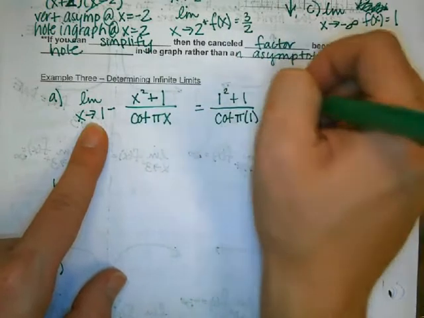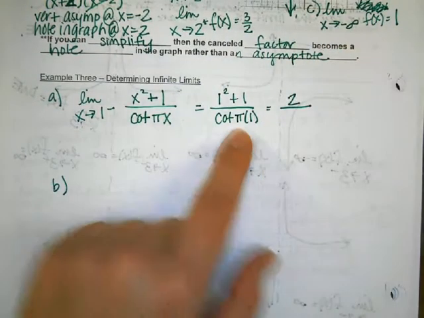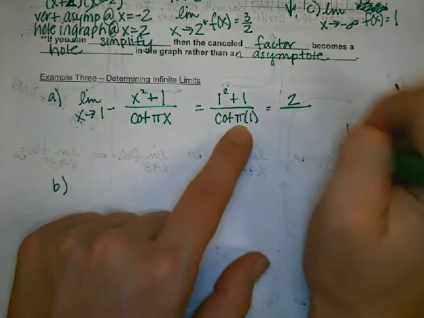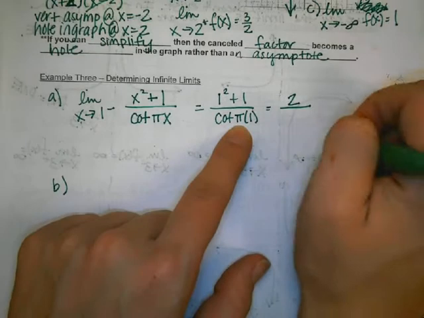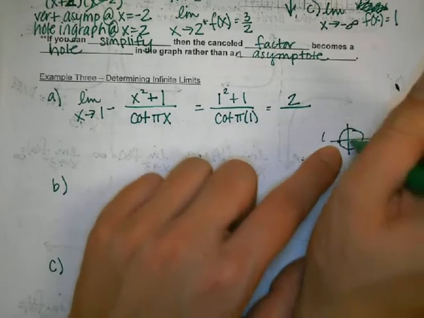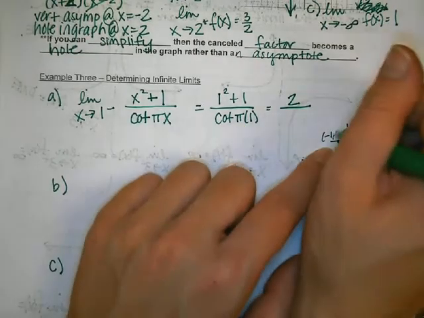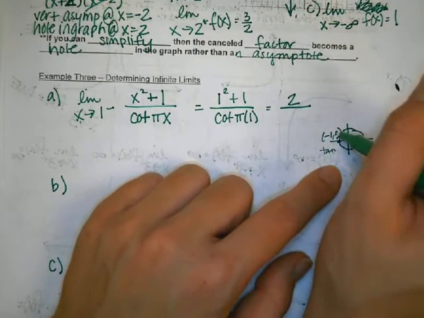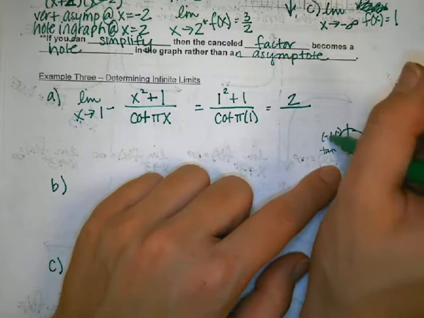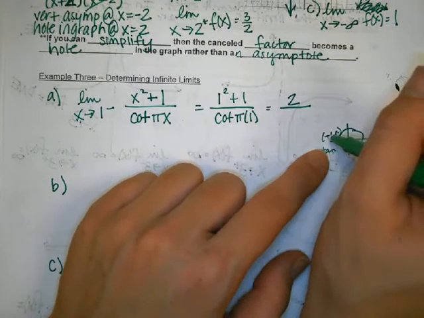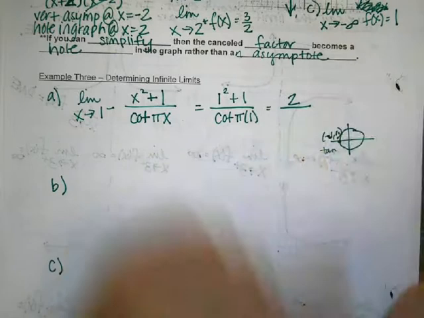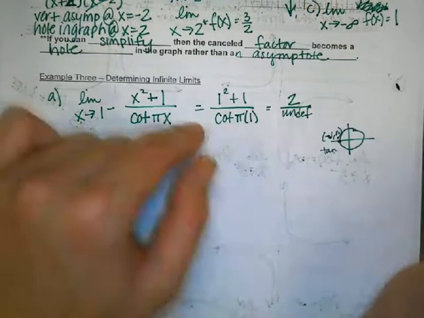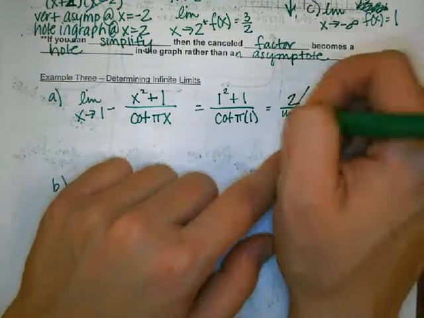On the top I get 2. And then we have to figure out what cotangent of pi is. If I look at my unit circle, pi is right here. The point that goes along with that would be -1, 0. Tangent is sine over cosine, or y over x. Cotangent is x over y. So we know that that would be an undefined value, meaning I can't do it that way.